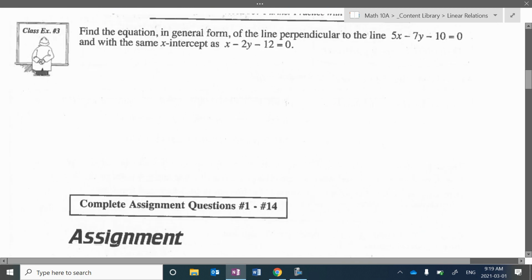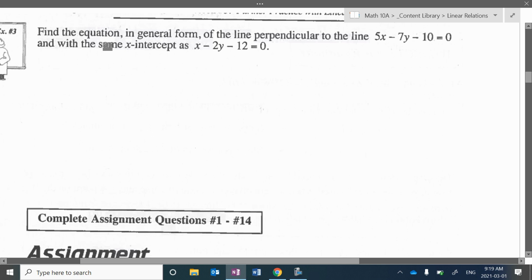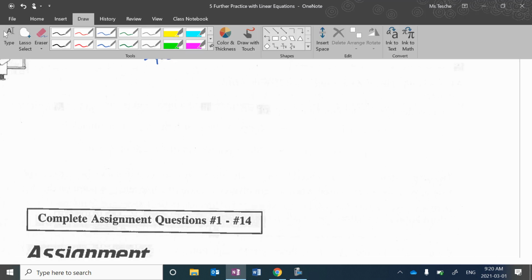Find the equation, in general form again, of a line perpendicular to this one with the same x-intercept as this one. Trickier yet. X-intercept means what? What do we know about all x-intercepts? y = 0. Good habit to write that in. Step 1, let's figure out our slope.